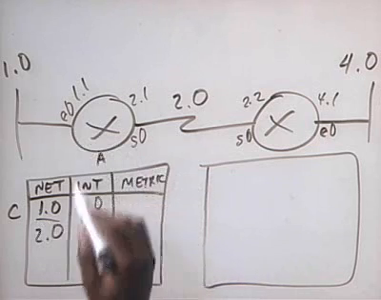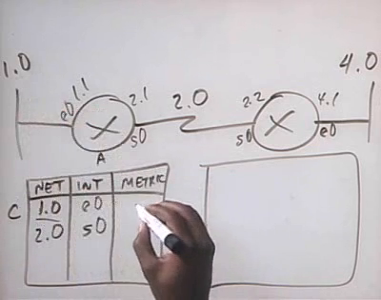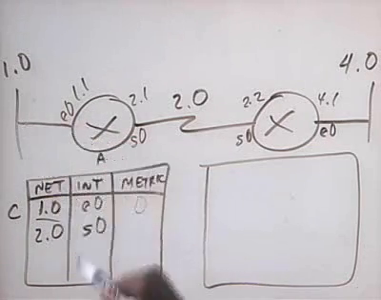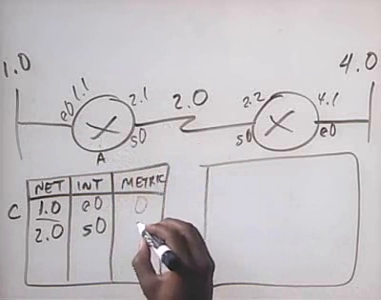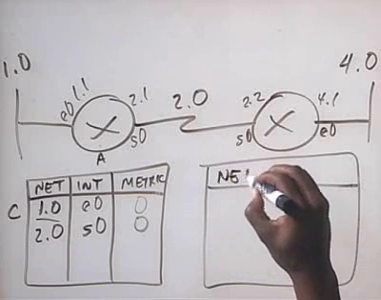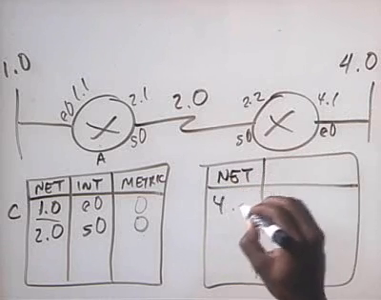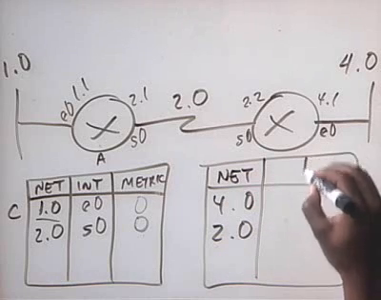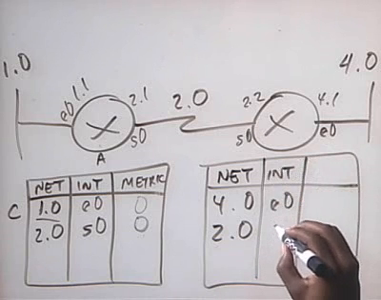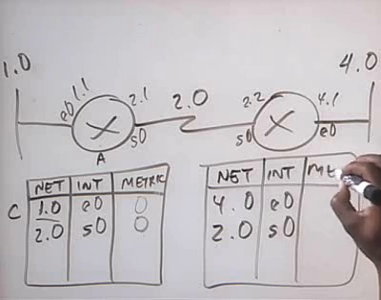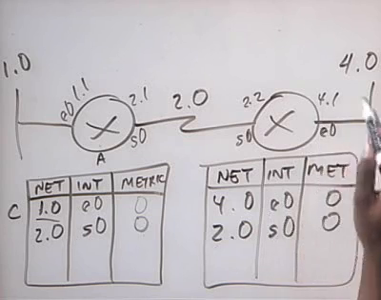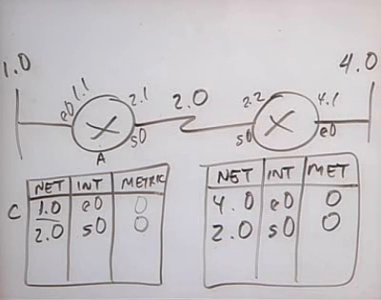The metric here for network 1 would be 0, because I have to go through 0 routers from router A to get to network 1. To get to network 2, I'll go through 0 routers as well. Over here on router B, we'll list network 4.0 and network 2.0. Both of these networks are directly connected networks, and so therefore the metric on each one of those would be 0 as well. Notice I indicated the interface of those directly connected networks as well.